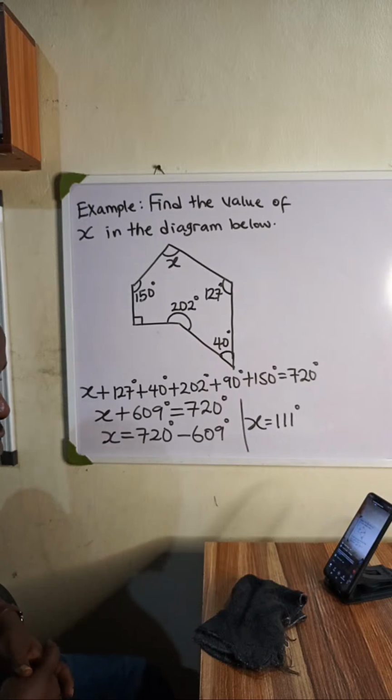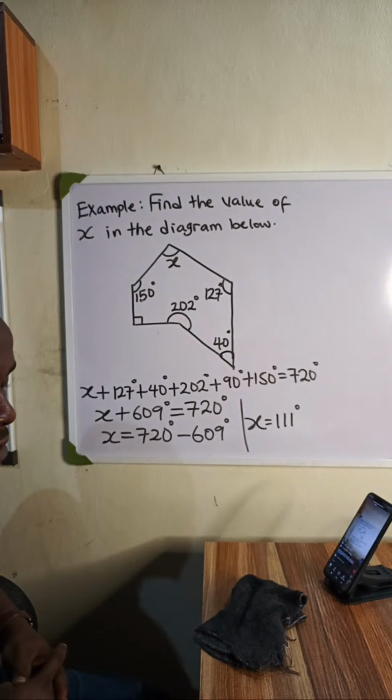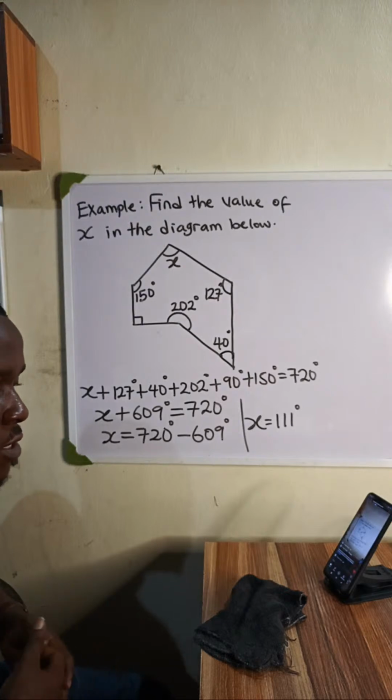Okay. So in our next class on polygons, we're going to look at the sum of exterior angles in a polygon. We're also going to look at the number of diagonals, how to calculate the number of diagonals in a polygon.